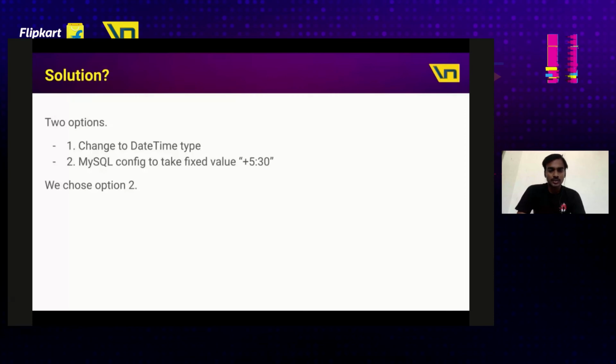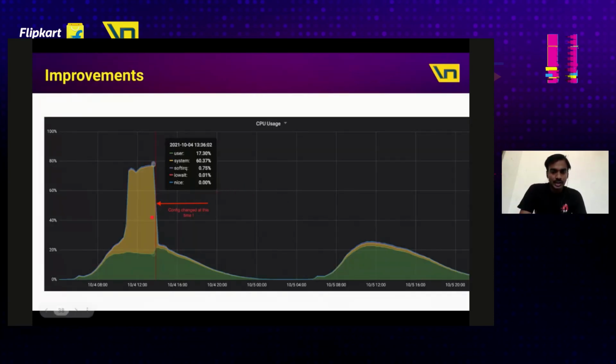After we have done this config change, this is the output we got. You can see the yellow area. It talks about the system CPU used from the system. After we have done the config change, you can see a very major drop here. After that, the system is back to normal, and the system was also scaling to higher QPS. Finally, it was a good experience for us. And now let's go to our second case study.